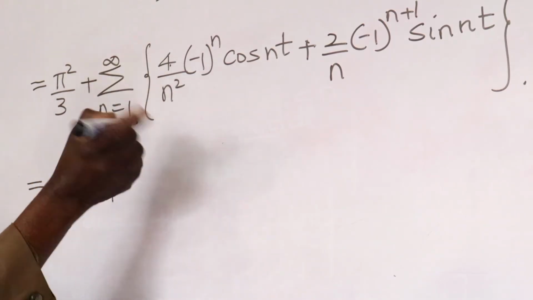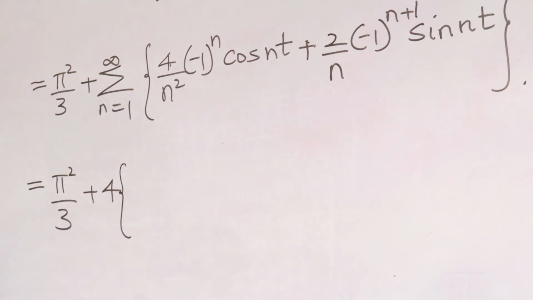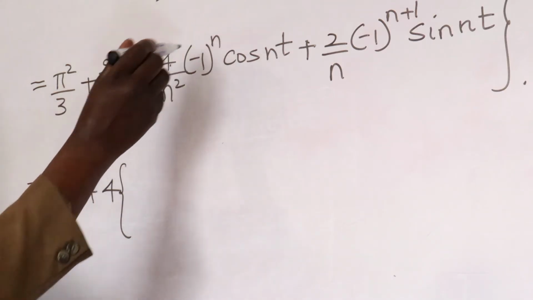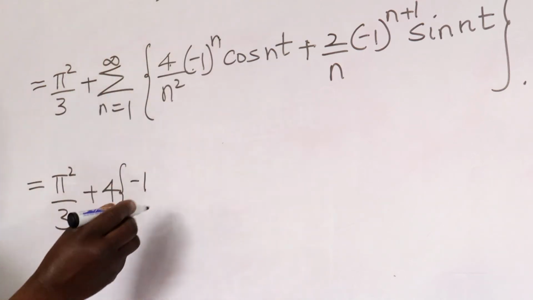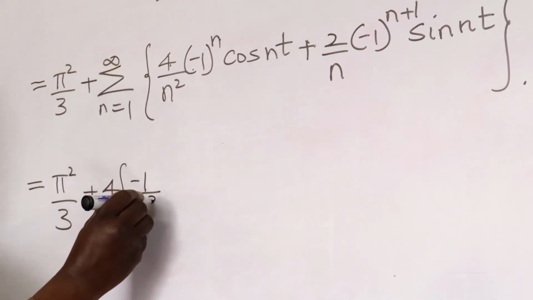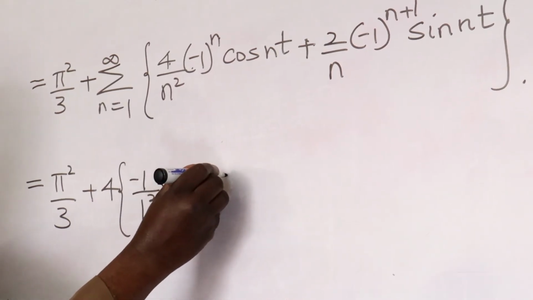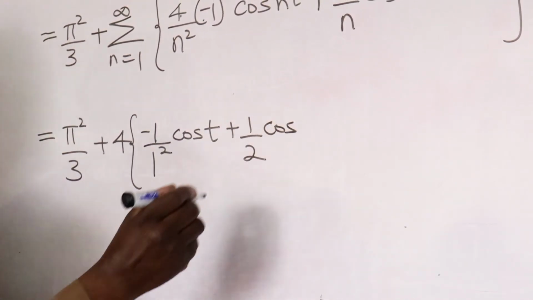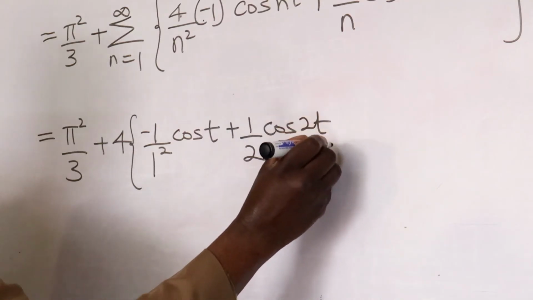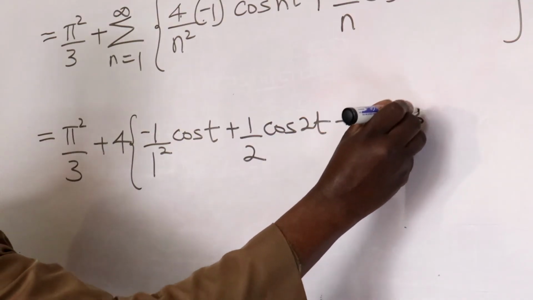4 is a constant here. It won't change when n is changing. So we say 4 into... We want to write the cosine series first. When n is 1, it will be negative 1, since negative 1 power 1 is negative 1, all over 1 squared, cos 1t. When n is 2, it will be plus 1 all over 2 squared, cos 2t. When n is 3, it will be negative 1 over 3 squared, cos 3t.